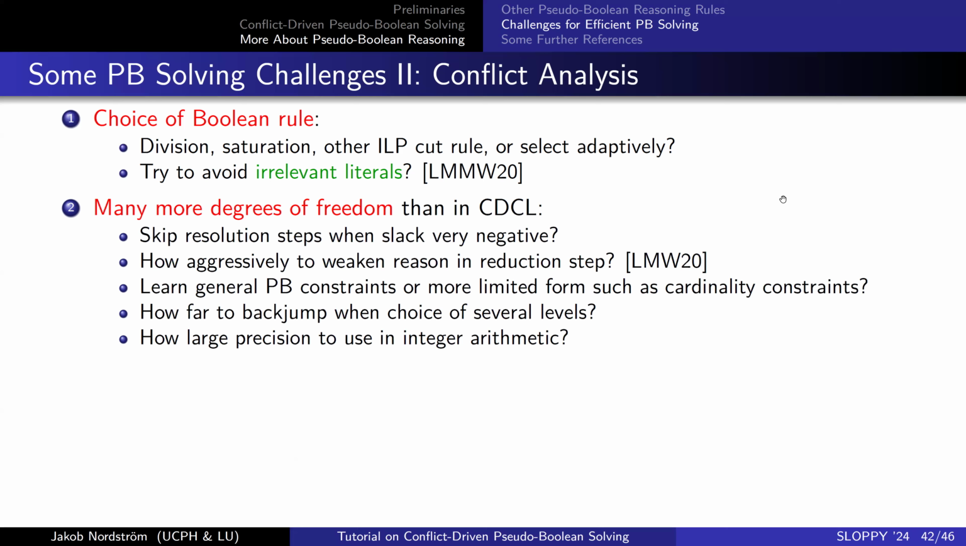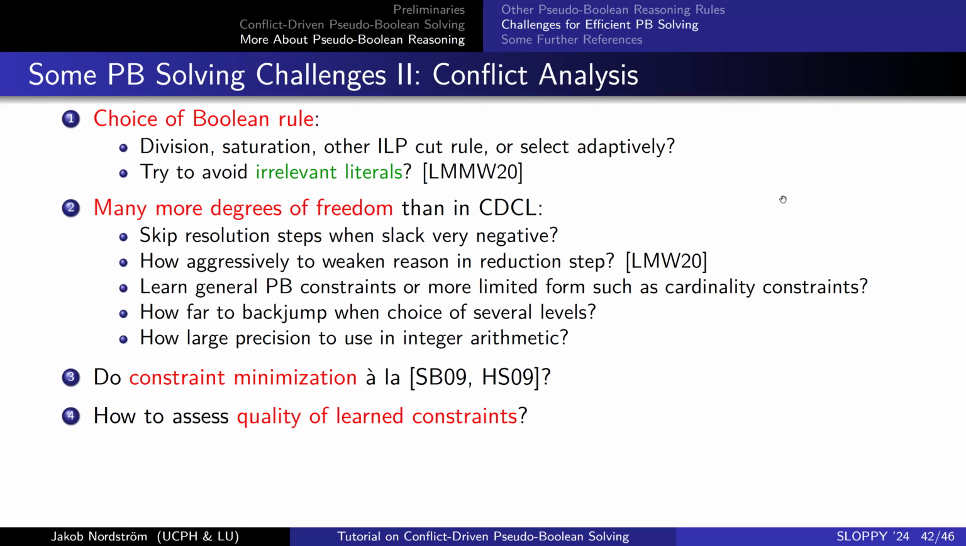Sometimes you don't need to resolve at all because the slack is so negative that you could just skip a step. Sometimes you can get a choice when you've learned an asserting constraint that it could be asserting at several levels. How far should you back jump? Should we go for arbitrary integer precision or fixed precision? None of these questions, to the best of my understanding, have been systematically investigated. In CDCL conflict analysis, an important post-processing step is to do clause minimization. We don't have anything like that.